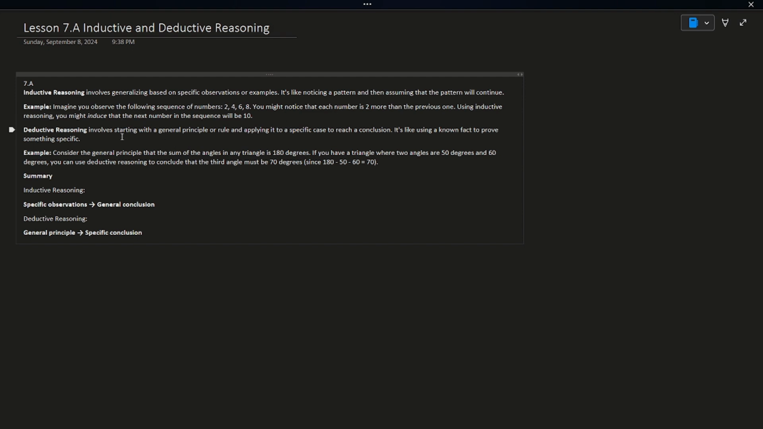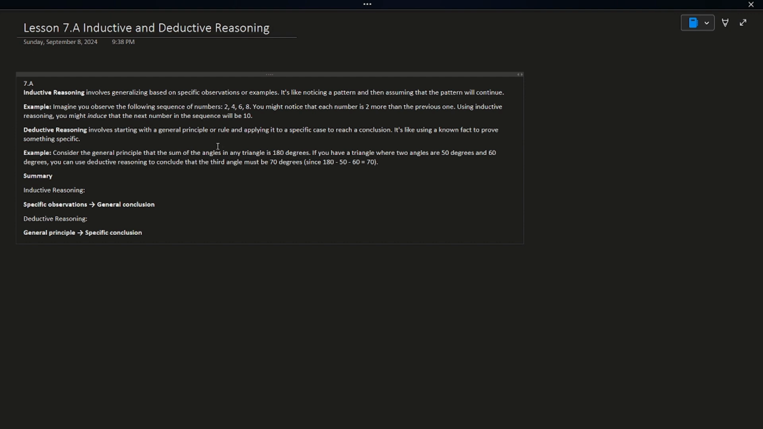Deductive reasoning. This involves starting with a general principle or rule and applying it to a specific case to reach a conclusion. It's like using a known fact to prove something specific. Examples. Consider the general principle that the sum of the angles in any triangle is 180 degrees. If you have a triangle where two angles are 50 degrees and 60 degrees, you can use deductive reasoning to conclude that the third angle must be 70 degrees, since 180 minus 50 minus 60 equals 70.